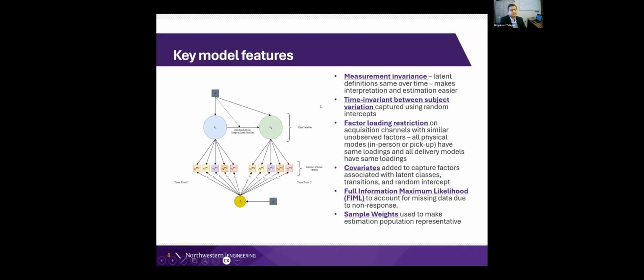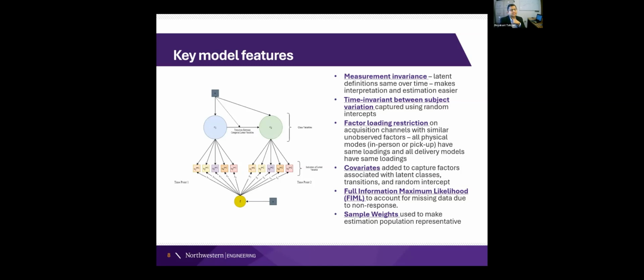Our model has several key features that we include to do various different things. One of them is what we call measurement invariance. The idea behind measurement invariance is that your latent class definitions, or the item response probabilities that I mentioned two slides ago, don't vary over time.